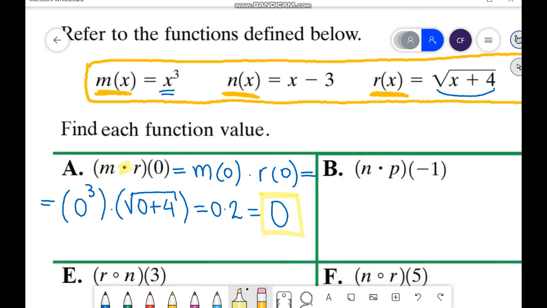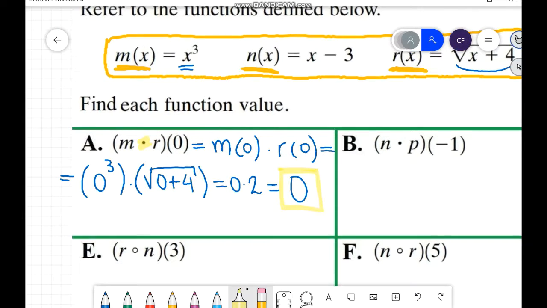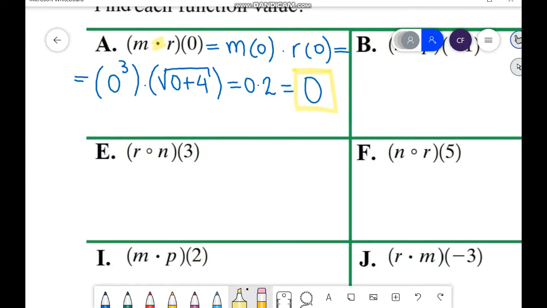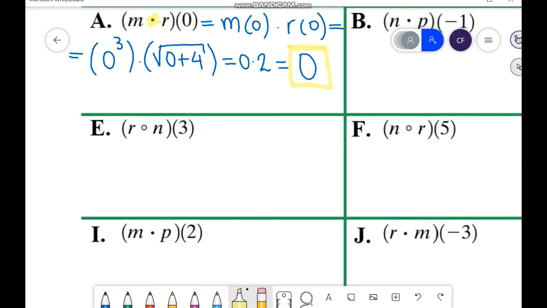The other situation you're going to find is the composition. The composition is the new operation we can work with. And this is slightly different. Check this out. R composed with n of 3. So we're going to find r of n of 3. The first thing to do is to calculate n of 3. Okay? N of 3 equals.